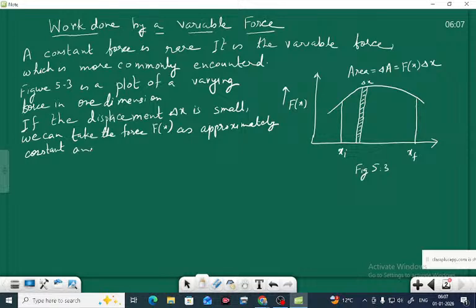then del W equal to Fx into del x. This is the work done. When del x is small, at that time we can take Fx as constant. At this point, you see, this is the point of del x. At this point, Fx is constant, right? It can be taken approximately as a constant.